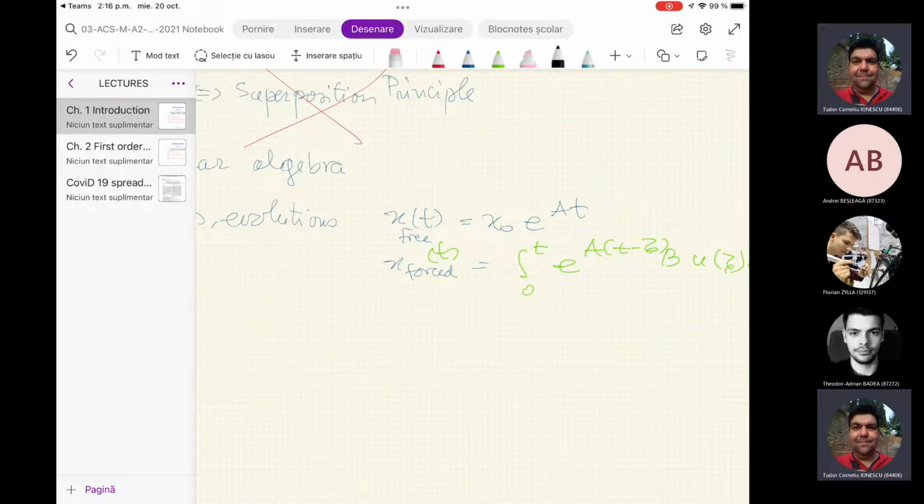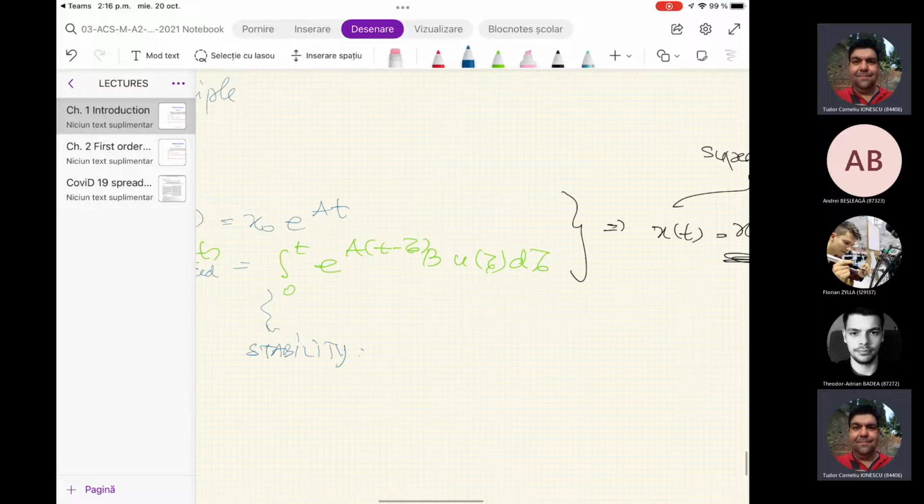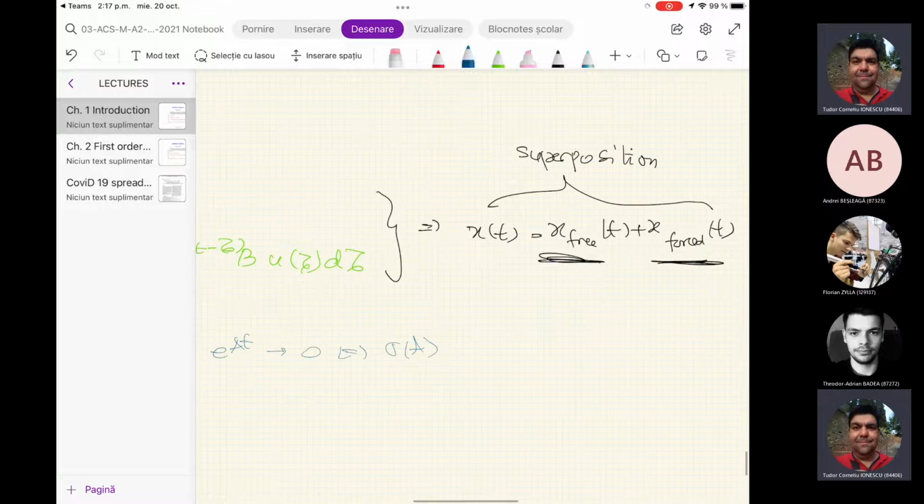So from this you can easily extract properties such as stability, which is very simple because you need its exponential. So e to the power At goes to 0 if and only if the spectrum of the matrix A is in C minus. Well, the spectrum of the matrix A is the eigenvalues of A. We are going to recap some of these notions. So this is stability.